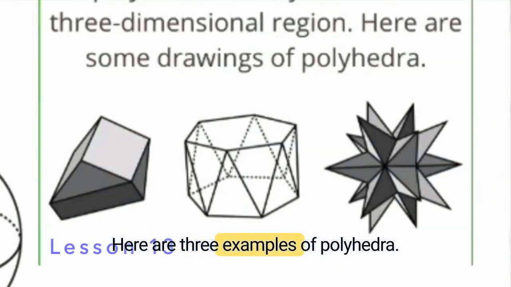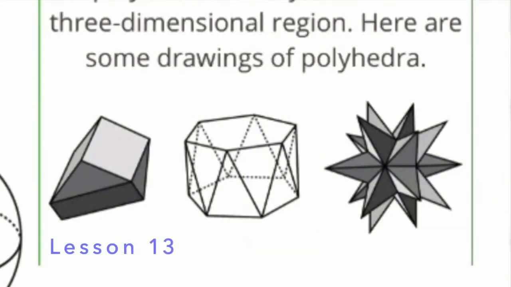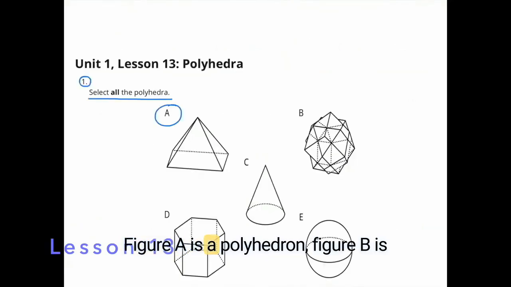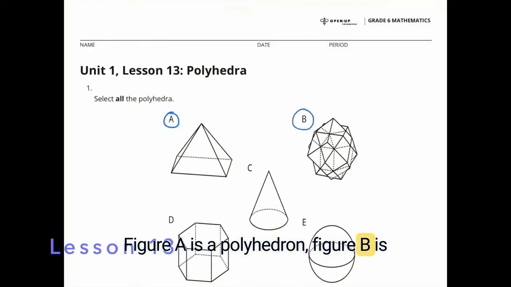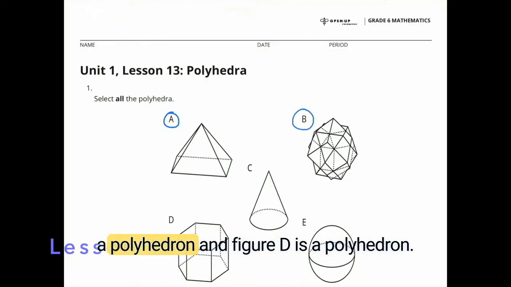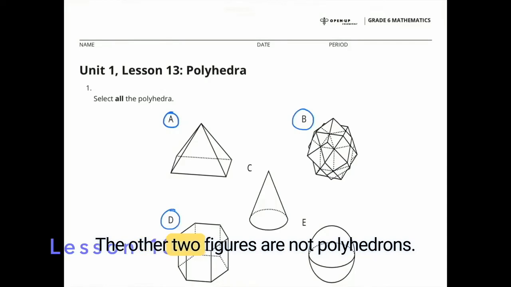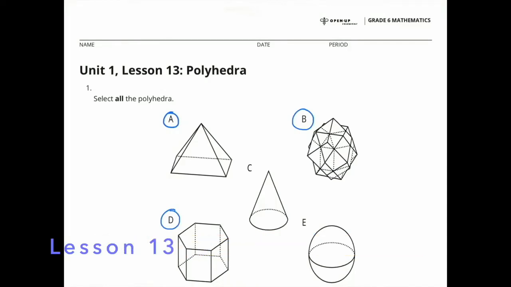Here are three examples of polyhedra. Figure A is a polyhedron. Figure B is a polyhedron. And figure D is a polyhedron. The other two figures are not polyhedrons.